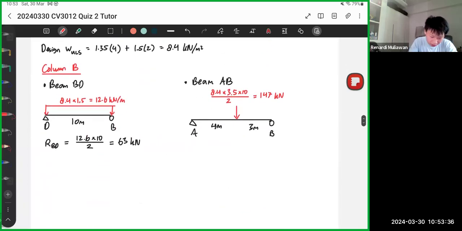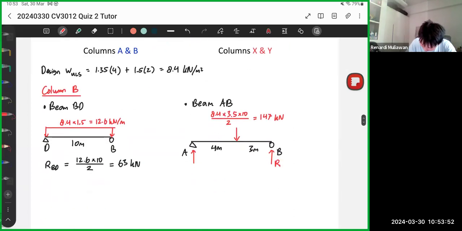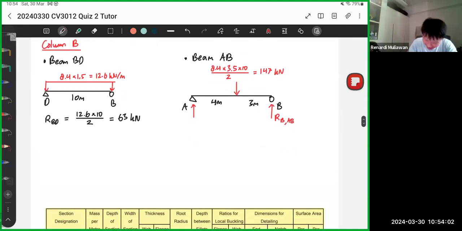Okay, now we find the reaction on B. So this is A, this is B. We find the reaction on B. We don't take A because we are finding the column at B, right? So let's call this RBAB. This is just some random notation I made, but as long as you know what it means, okay? You can take moment, right? So take moment about A.